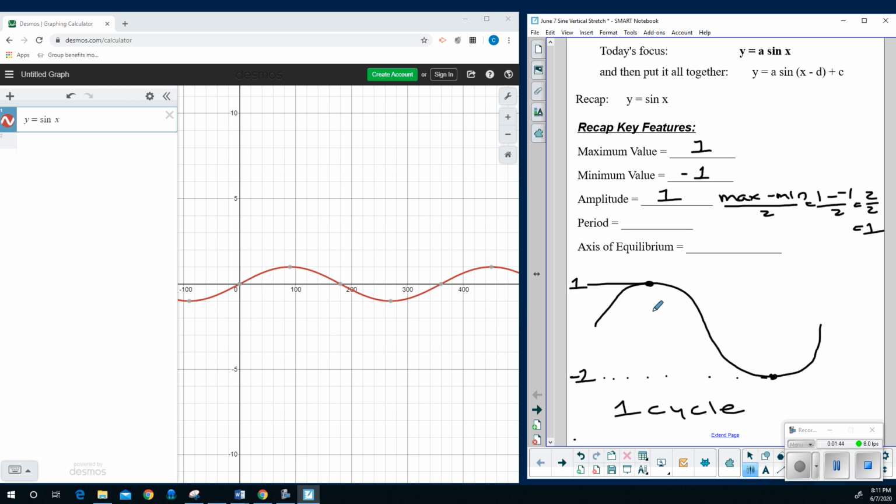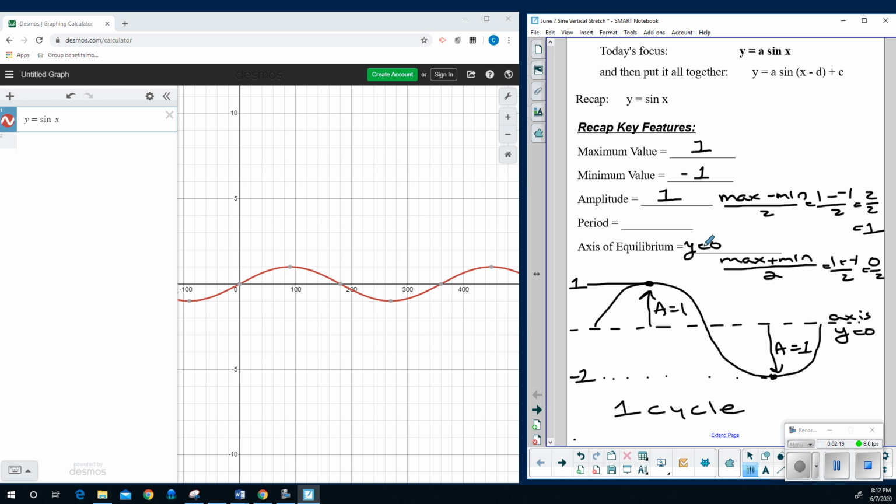And that makes sense. Our axis of equilibrium, remember, that's our maximum plus our minimum divided by 2. 1 plus -1 over 2. Well, 1 plus -1 just gives me 0. So my axis of equilibrium is the x-axis, so it's at y equals 0. So that means my maximum is 1 off of it. There's my amplitude of 1. And my minimum is 1 off of it. So there's my amplitude of 1.